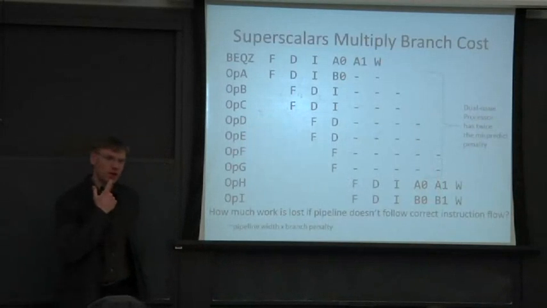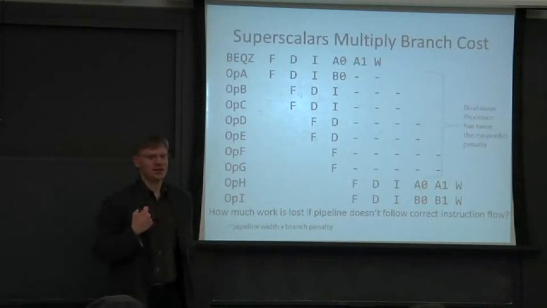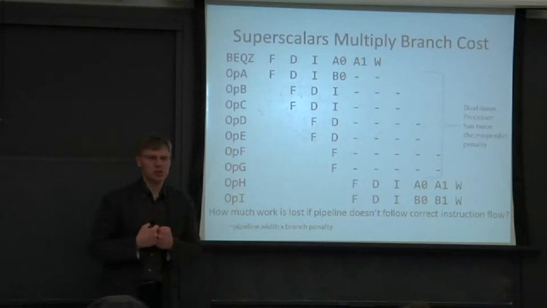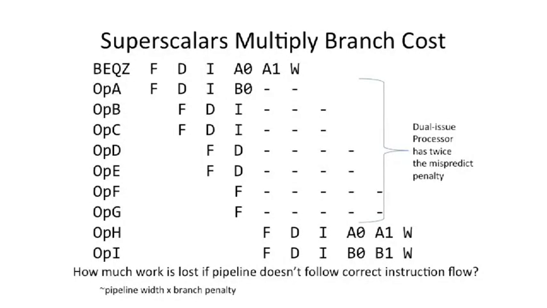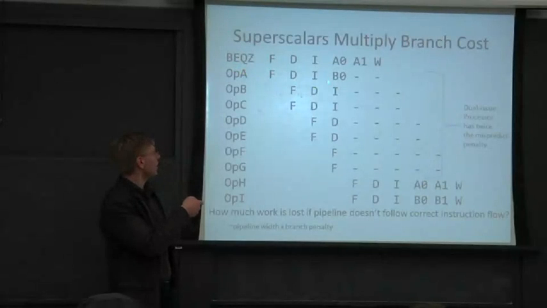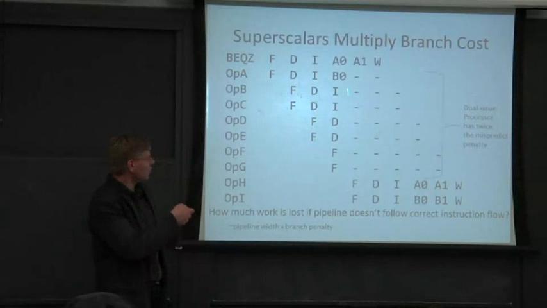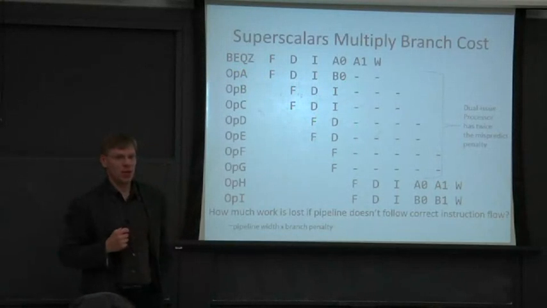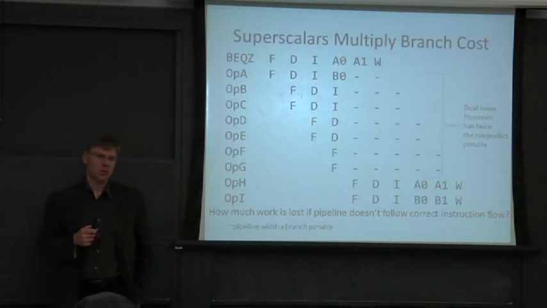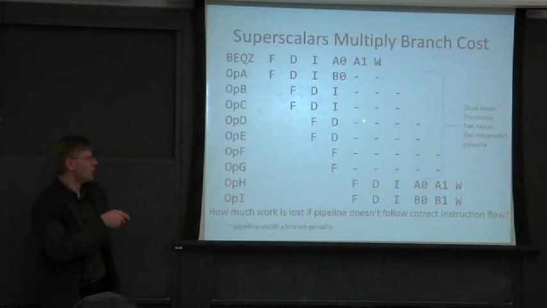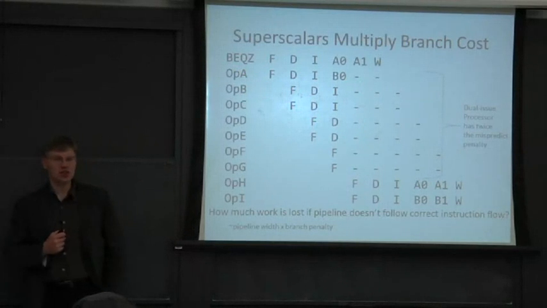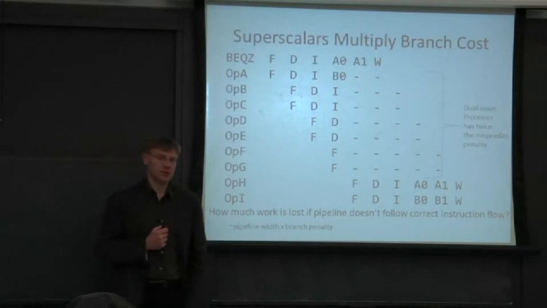Showing that from our pipeline diagram perspective, this is just recapping what we saw in a previous lecture. Here we have a fetch for this branch, and we're fetching 2 instructions per cycle. So even for a relatively short pipeline, you end up with 1, 2, 3, 4, 5, 6, 7 dead instructions on a mispredict.